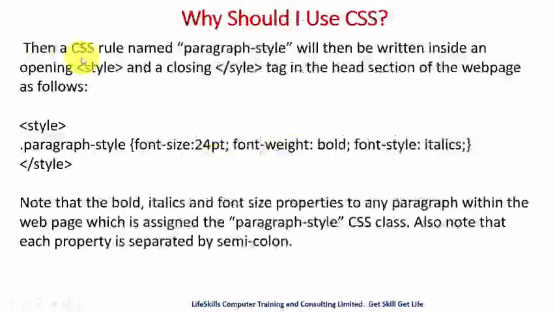So you can see the CSS rule name, paragraph style, you write it in between your opening and closing style tags. Note that the bold, italics and font size properties apply to any paragraph within the web page which is assigned paragraph style. So they will get that property. And note that each property is separated by a semicolon. You can see the semicolon here. Font size 24 points, semicolon. Font weight, bold, semicolon, and like that.